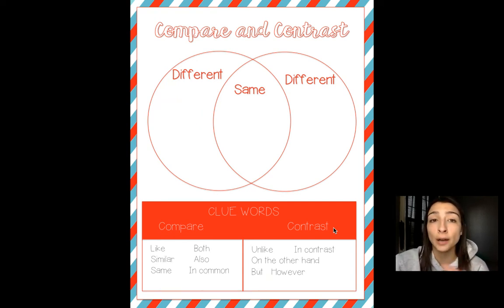So as you're reading, I want you to think about the similarities and the differences of our two stories. And then at the end, we will be filling out a Venn diagram of the differences and the similarities in the stories. We will also be working on this in small groups.